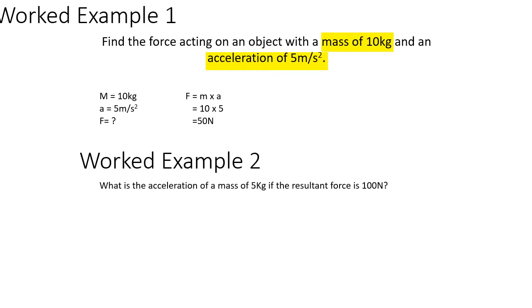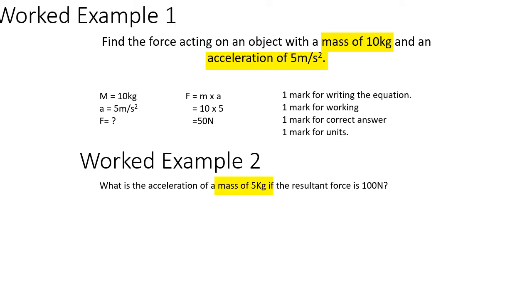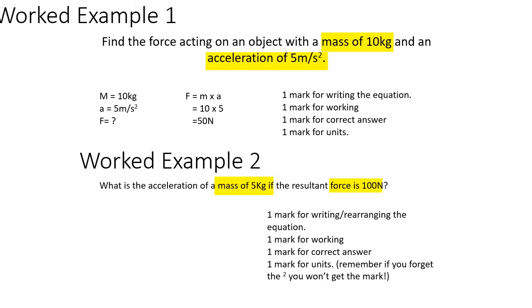Similarly, for the second example, what is the acceleration of a mass 5 kilogram if the resultant force is 100 Newton? In this example, we are given mass and force. We have to calculate acceleration. So we have to rearrange the equation. It is important to follow all of these steps. First of all, you write down the data, what you have, and then you write down the equation, and then you rearrange it, and then you put your values in and get your correct answer. So force divided by mass, 100 divided by 5, you will get 20 meter per second square.